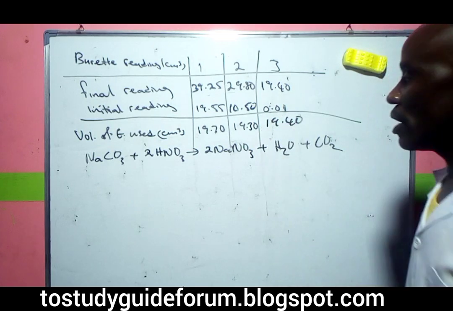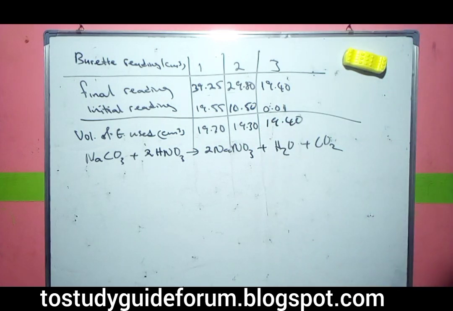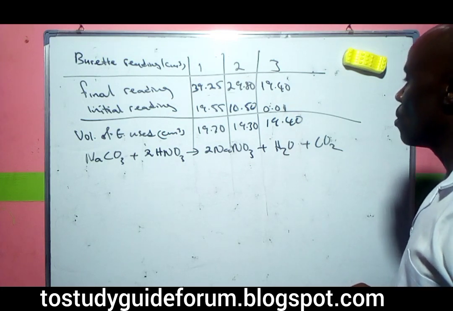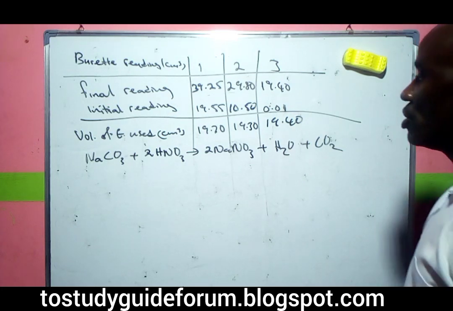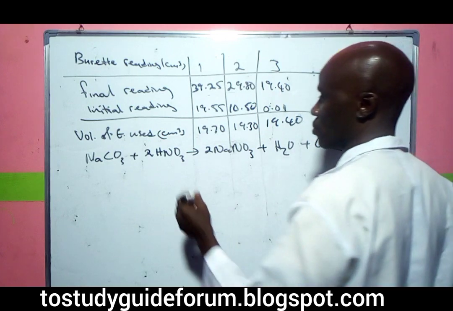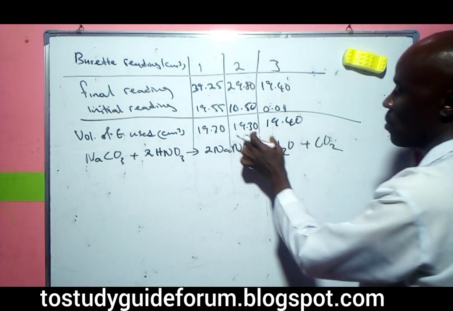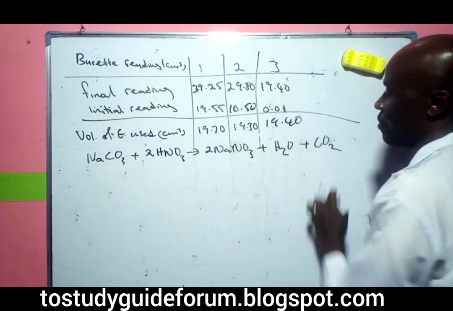So here, subtracting 0 from there, we have 19.40. The next thing, the question said that we should calculate the average volume of E used. To calculate it, we are going to be using the ones that are very close to each other. We have 19.30 and 19.40.